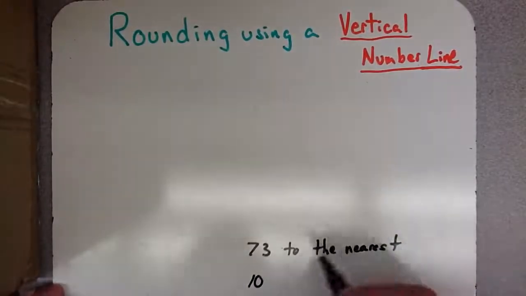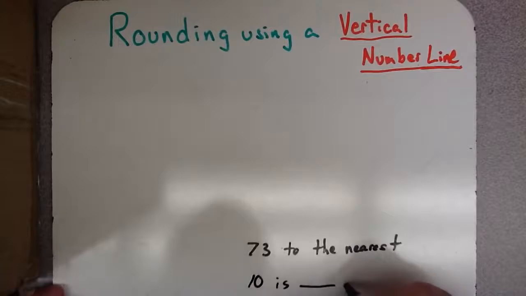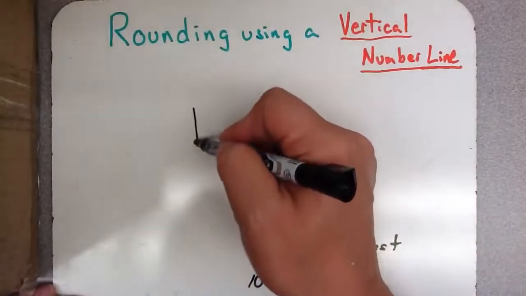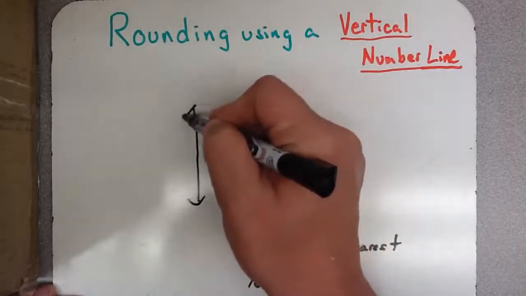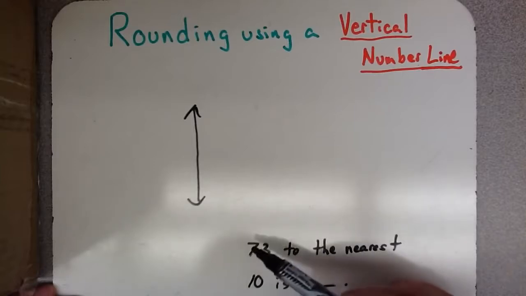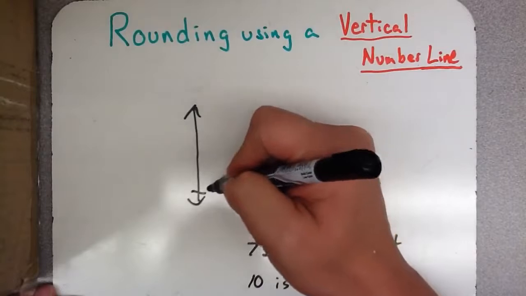Okay? And we're not sure yet. So let's use a vertical number line. First, I'm going to draw a vertical number line. Now vertical goes up and down. Now what I have to ask myself is, I'm rounding to the nearest 10, so how many tens are in the number 73? Well, there are 7 tens.